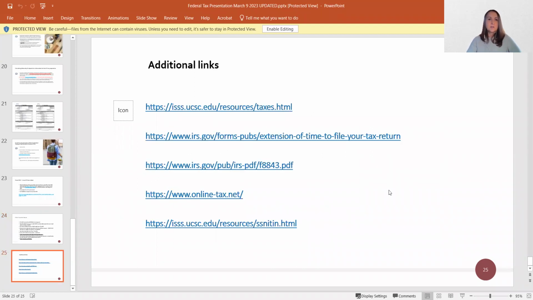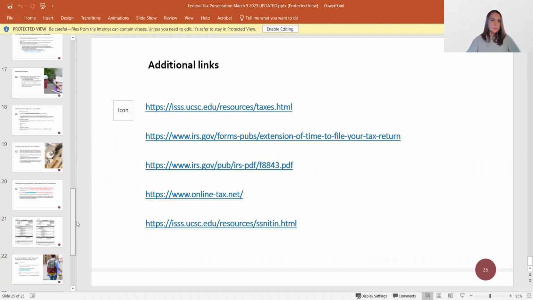And here I also attached a link that's handy to remember if you're looking for information. Also, here is, for example, a link to the IRS website about Form 8843, if our UCSC website wasn't enough for you. All the tax filing information and this webinar will be saved on this ISSS website. And I think that's what I wanted to cover today.